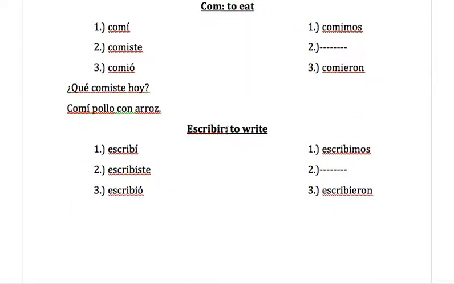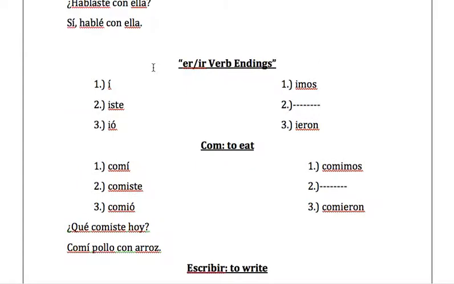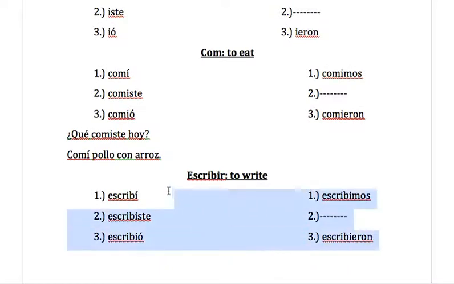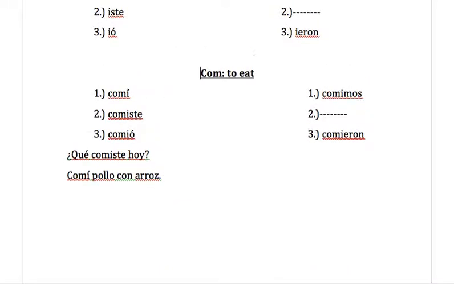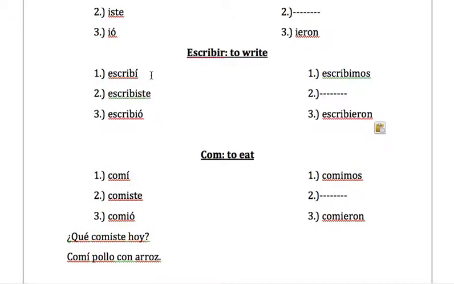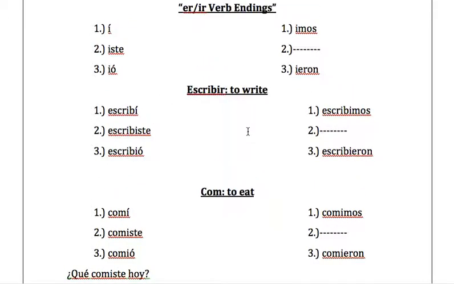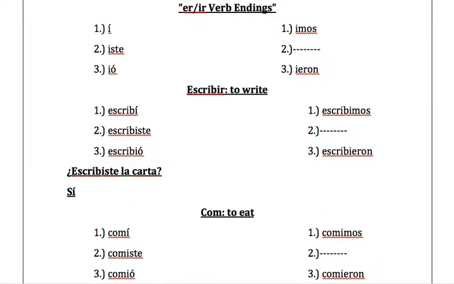Alright, moving on to the verb escribir. And again, the verb endings are the exact same. Iste, yo, imos, and ieron. So I'm going to take this and cut this and paste it right here to help out. So if we're going to write a sentence using the verb escribir, we would say, did you write the letter? ¿Escribiste la carta? La carta, of course, would be the letter. Yes, I wrote it. Sí, la escribí.